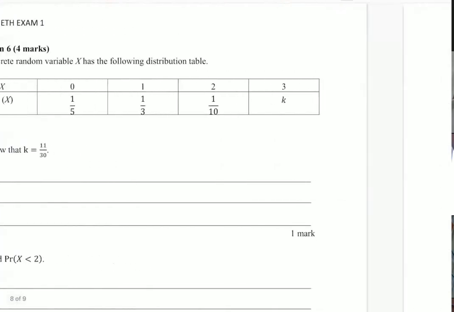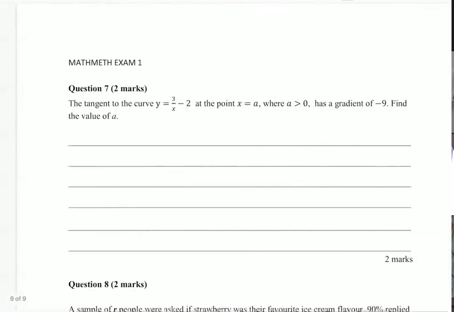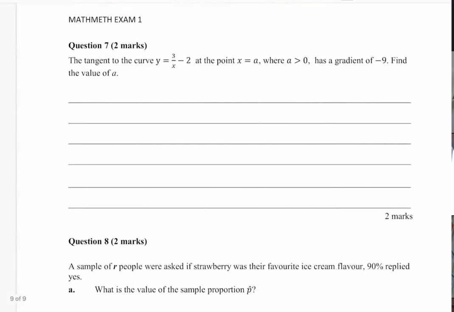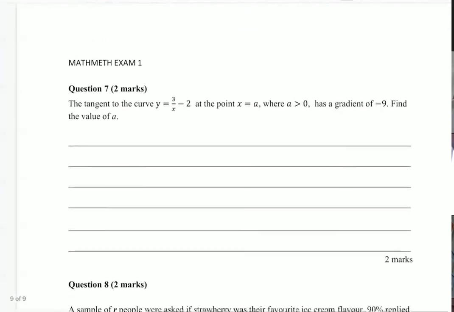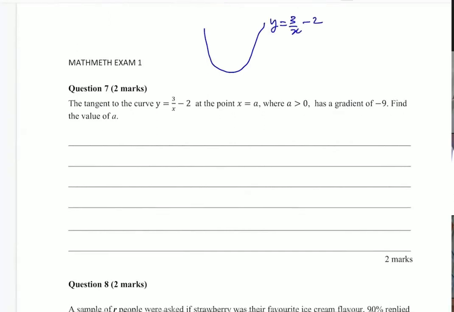Okay, the probability question, we'll skip it for now. Okay, question number 7. The tangent to the curve, right? You can see it's a parabola, right? At point x is equal to a, where this has gradient of minus 9, find the value of a. Okay. So now you can sketch this a little bit. So suppose this function is like this, 3 divided by x minus 2. At x is equal to a, right? So suppose this is f(x), right?